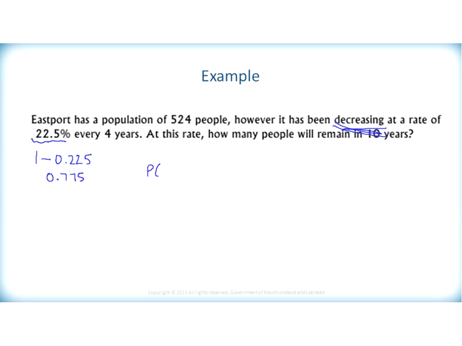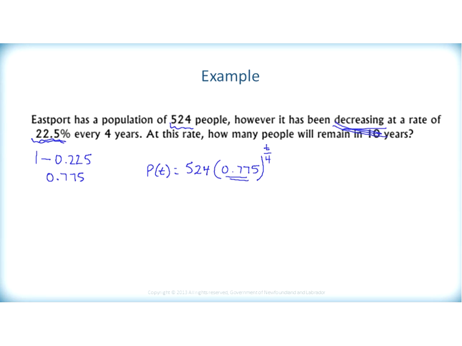So we put in our population. I'm going to say P of t is equal to, initially, there's 524 people, and it decreases at a rate of 0.775. That's by 22.5%, which makes sense because this number is between 0 and 1, so it will be decreasing. And we have t over 4. It does this every 4 years.